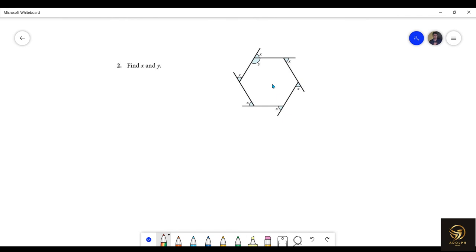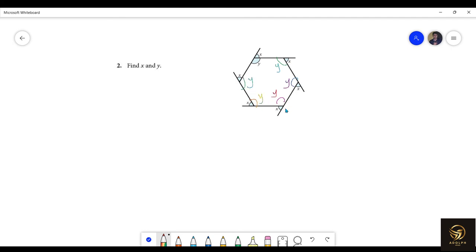Previously we used that interior plus exterior is 180, and exterior is 360 divided by the number of sides. So like that we found it, but here, what is another way to find the values? We have realized that it's a regular polygon, then only we could use the properties too. Once we realize it's a polygon, that is enough. And if the outer angle is x, the interior must be y.